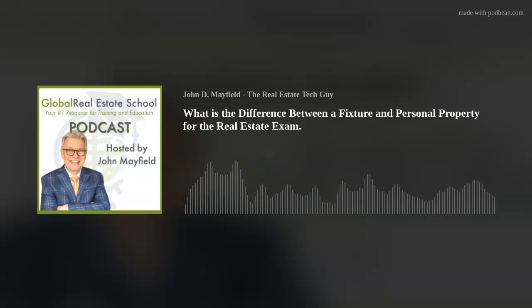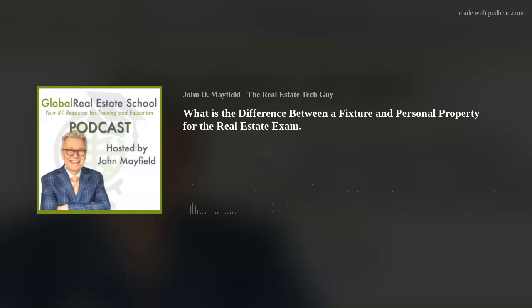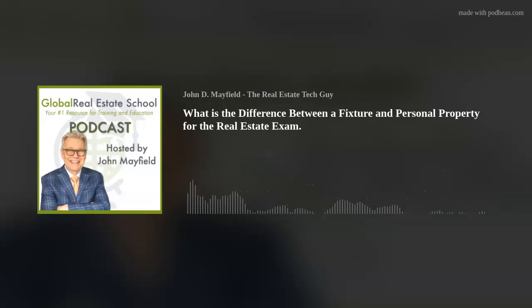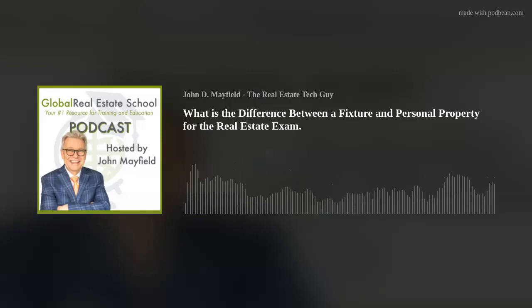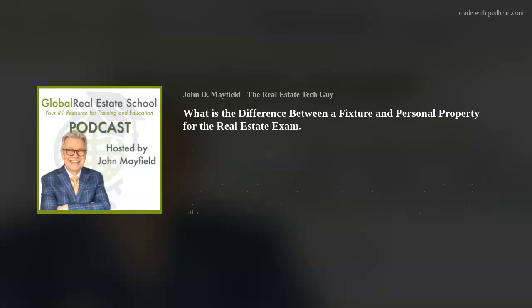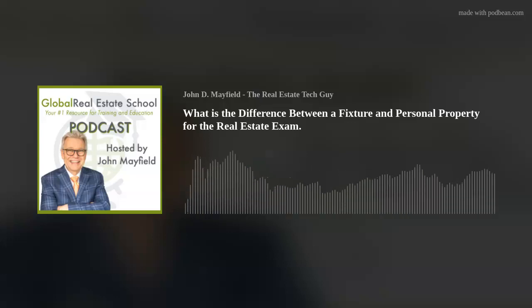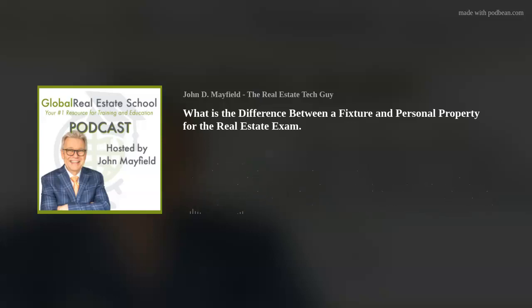Here's a question you could see. Consider a custom built-in bookshelf that has been bolted to the wall of a home. When the property is sold, which of the following criteria is not used to determine if the bookshelf is considered a fixture or personal property? Now, again, that word, not used. So we have a bookshelf. It's attached to the wall with bolts, okay? And which of these items would not be used to determine if this bookshelf is considered a fixture or personal property? Well, A, the color of the bookshelf.